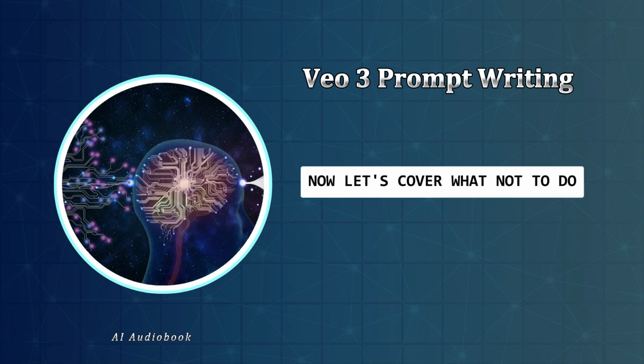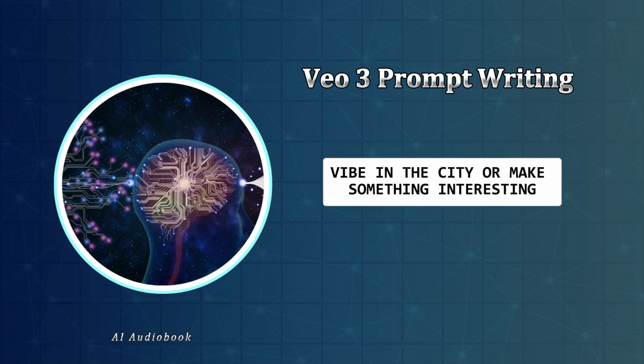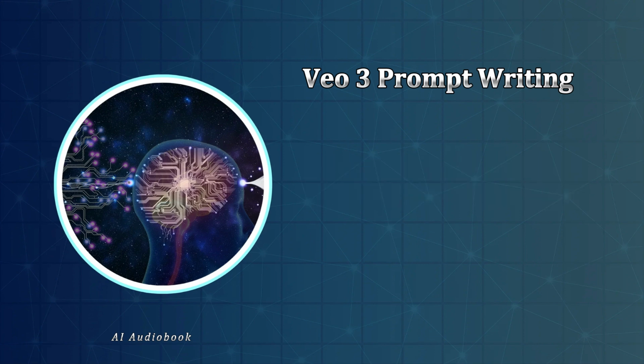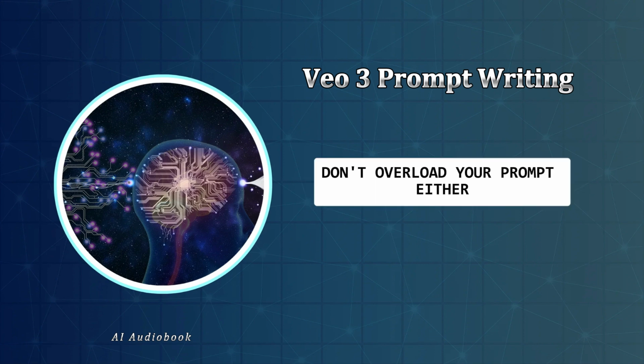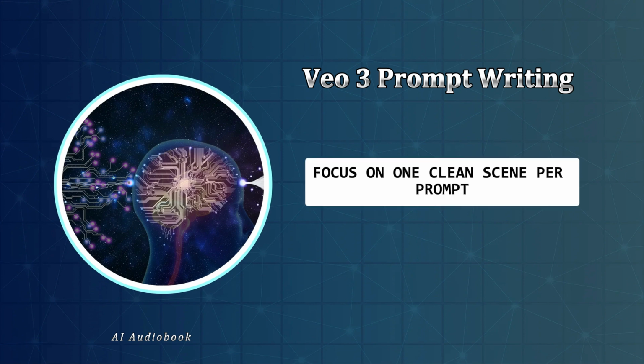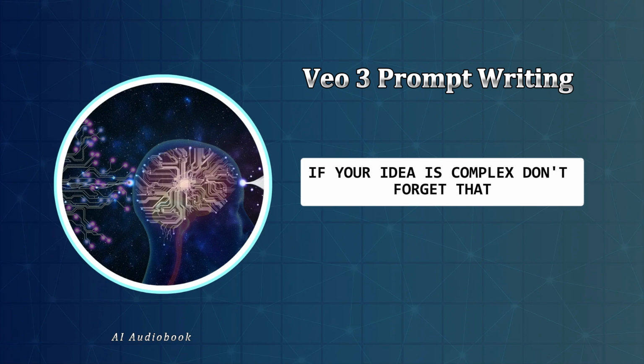Now let's cover what not to do. Don't write prompts that are too short or too abstract. Saying cool vibe in the city or make something interesting is like giving directions with no map. Don't overload your prompt either. Trying to describe 5 actions, 3 moods, and 4 locations in one line will confuse the system. Focus on one clean scene per prompt. You can always generate multiple clips if your idea is complex.